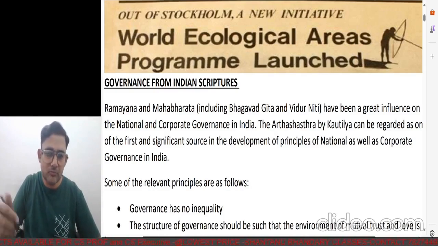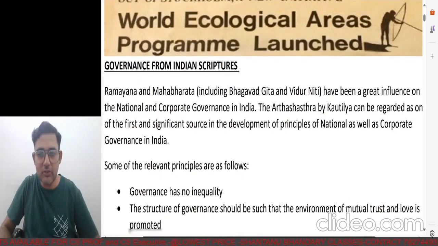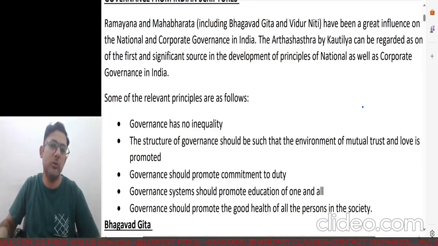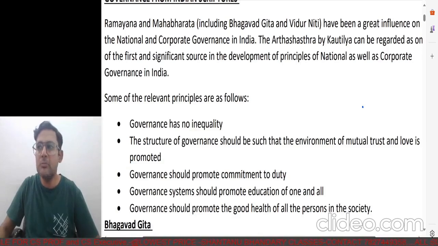So it says corporate governance is obviously a more modern word, right? But if you go back in the rich Indian ancient tradition, you'll find that corporate governance was already in place. Obviously, people were not that educated. There was no college as such, nor very big universities. So they didn't coin the term corporate governance, but what they were doing at that point of time is kind of equivalent to corporate governance.